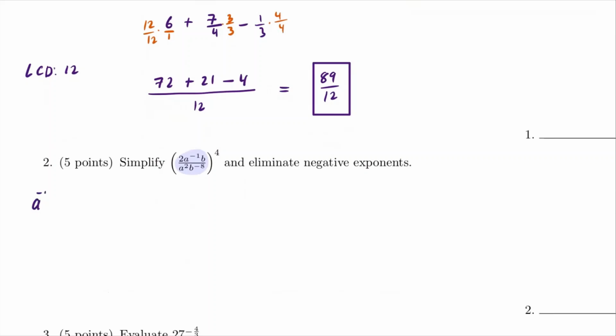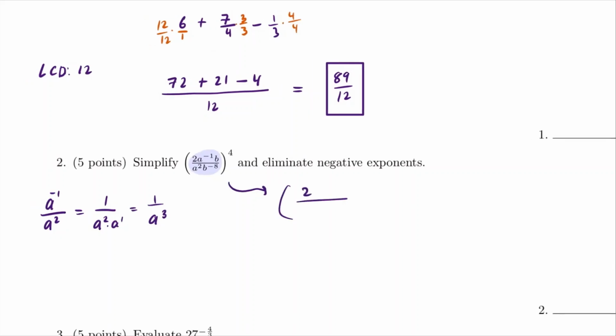So if you have a to the negative 1 over a to the second power, this can be simplified. The negative exponents, you can drop it in the denominator. So you got 1 over a to the 2 times a to the 1, which is 1 over a to the third. So here's how this is going to look. The 2, you leave it alone because it just has exponent 1. The a term will simplify to a to the third on the denominator.